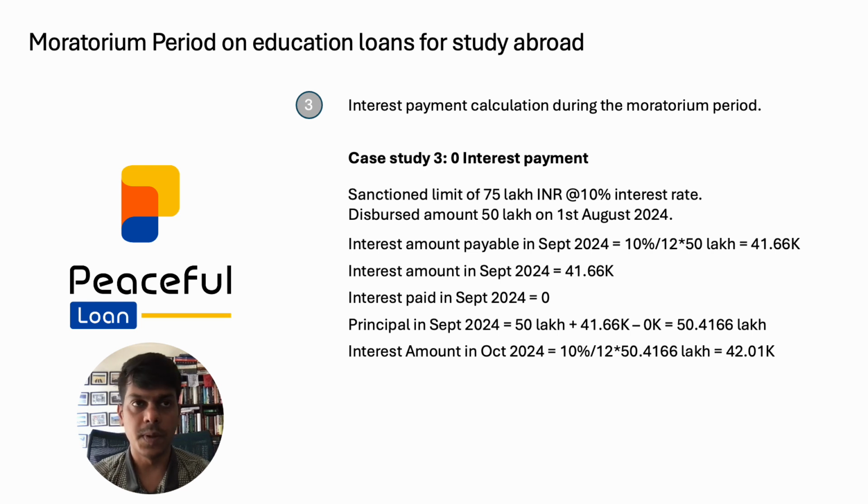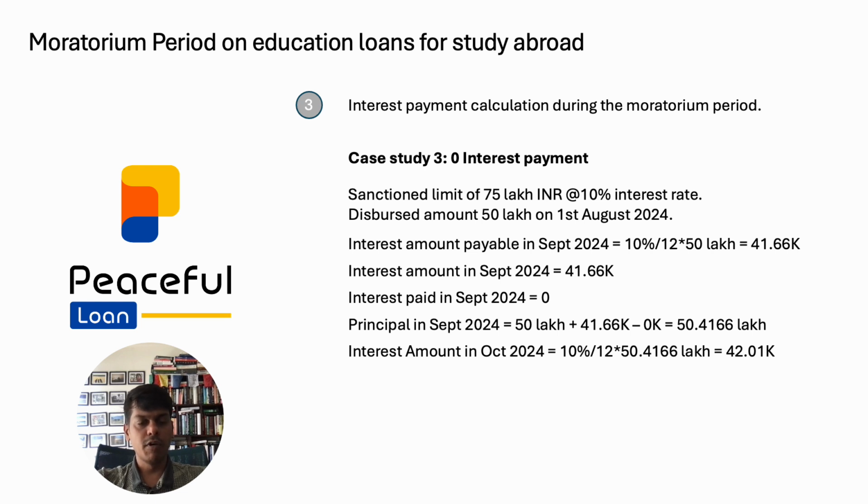Third is a zero interest payment. Imagine when you're paying 10,000 rupees interest per month, the principal was growing from 50 lakh rupees to 50.3166 lakh. Now when you are not paying any interest, the principal in September is now going to grow to 50.4166 lakh. Interest amount in October 2024 hence will become 42,000 from 41.66 thousand, right? This compounding will keep on happening when you are paying zero interest payment.